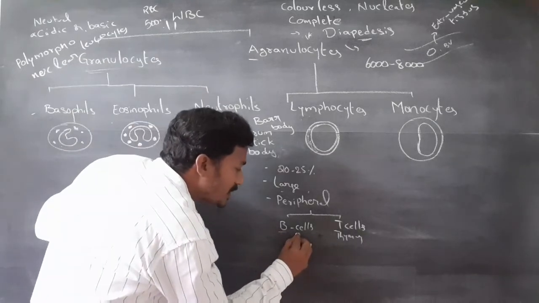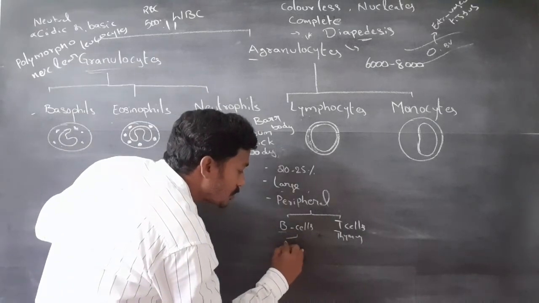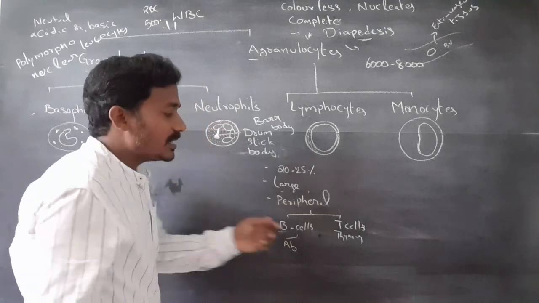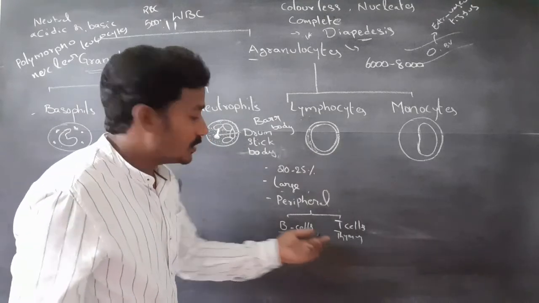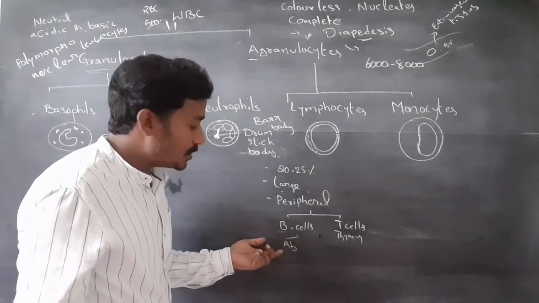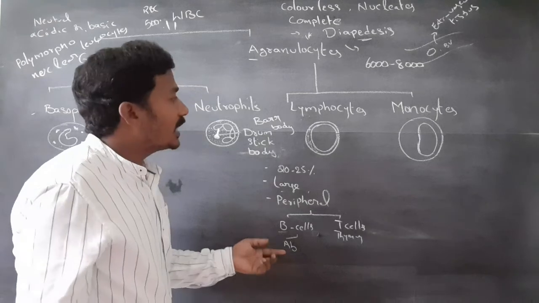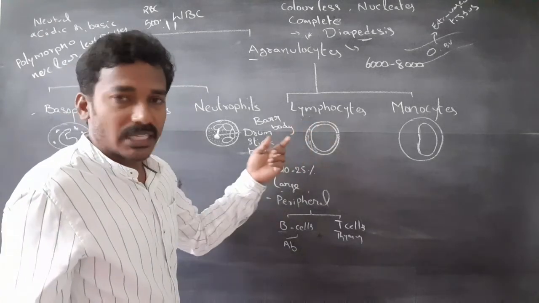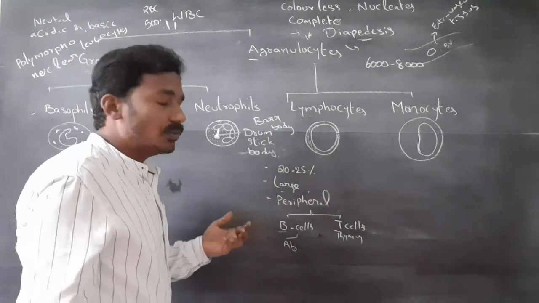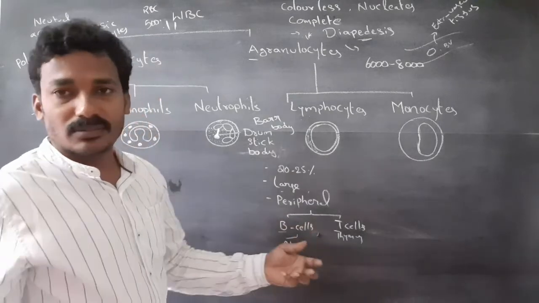B cells produce antibodies. T cells do not produce antibodies. Only B cells produce antibodies. The lifespan of lymphocytes is a few days to many years.